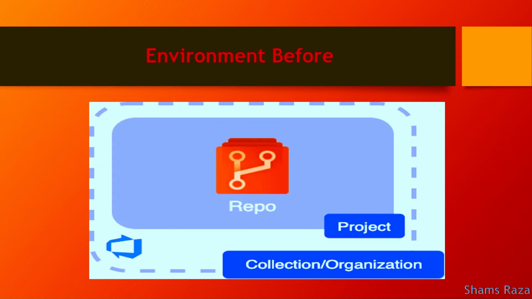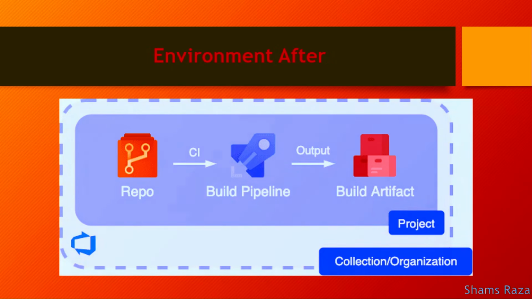So this is the environment which we will be getting before the lab steps start. And we can see that we have an organization. In that we have a project, and then we have some data in the repo inside that project. And post the lab completion, our environment would look like this. In the same organization, we would have a project in which we have a repo, we have a continuous integration build pipeline, and the output is in the form of built artifacts.